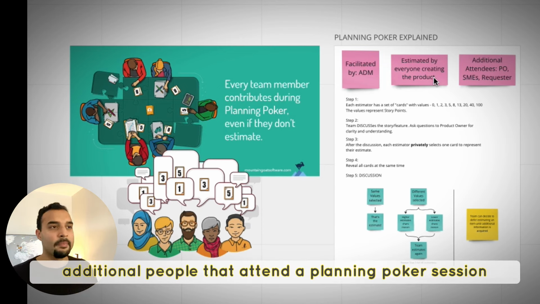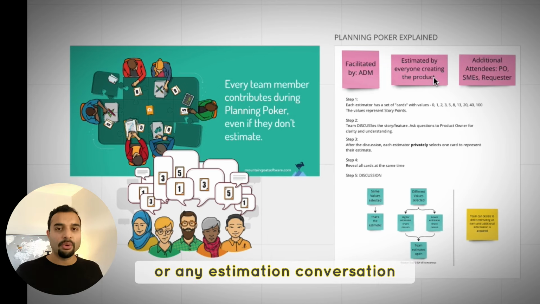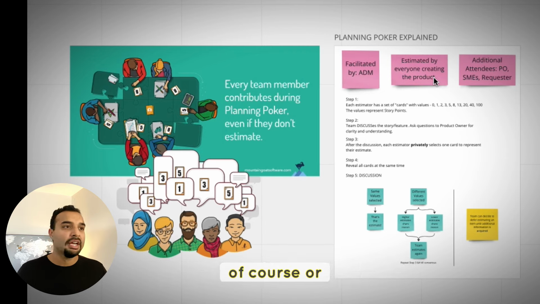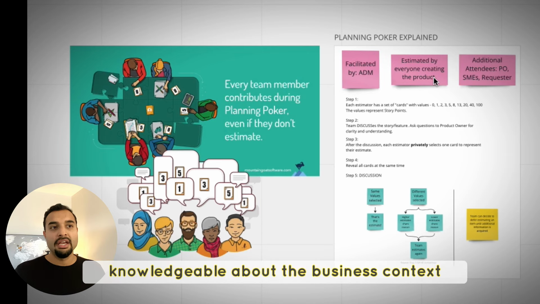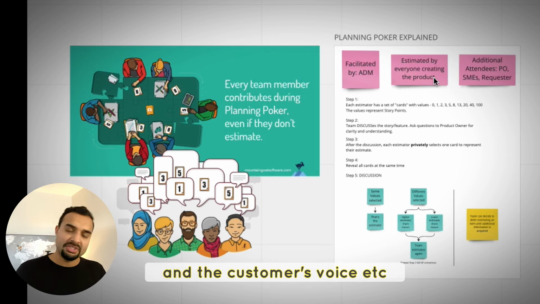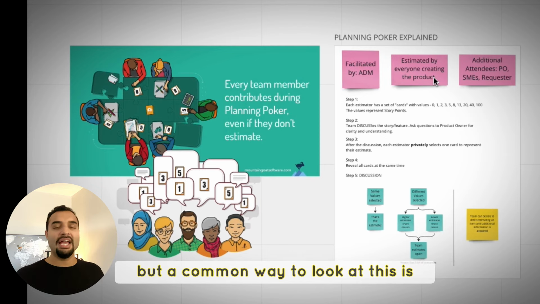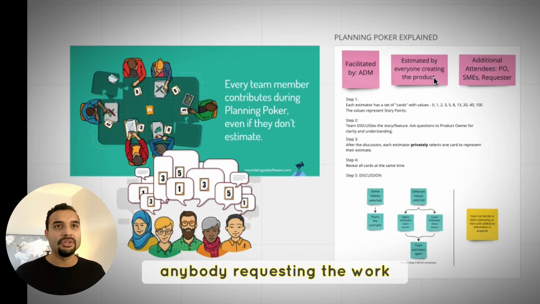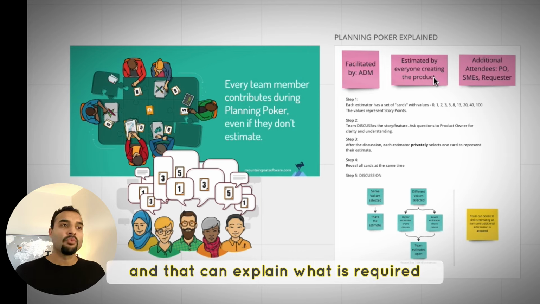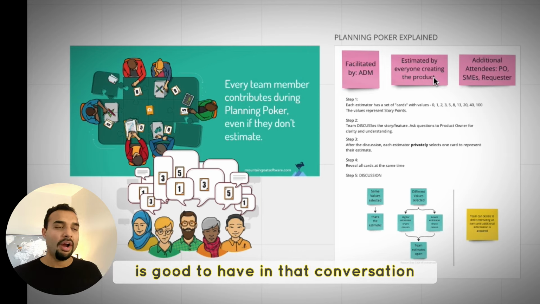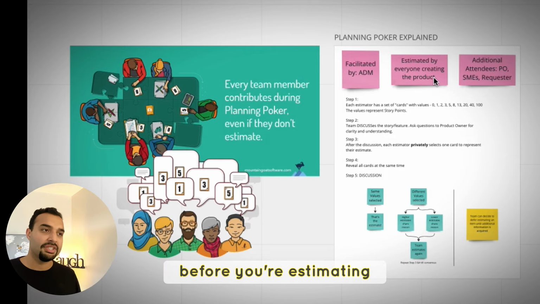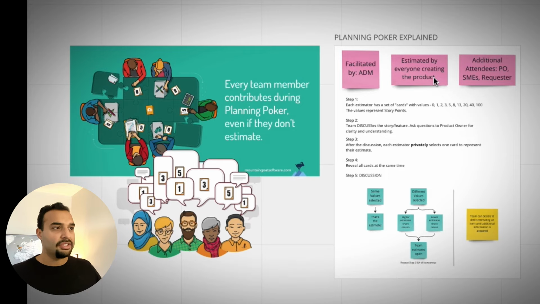Additional people that attend a planning poker session or any estimation conversation are a product owner, of course, or a SME, a subject matter expert who is knowledgeable about the business context and the customer's voice, etc. If you can have the customer in the room, that is absolutely great. But a common way to look at this is that anybody requesting the work and able to explain what is required is good to have in that conversation before you're estimating. And so estimation is simple.